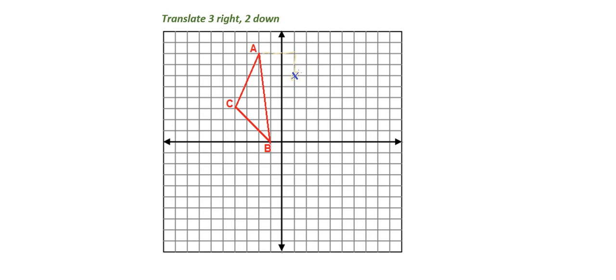And that's not really A anymore. We call it A dash. And there's a dash to indicate it's not the original. It's an image or a copy of the original point.